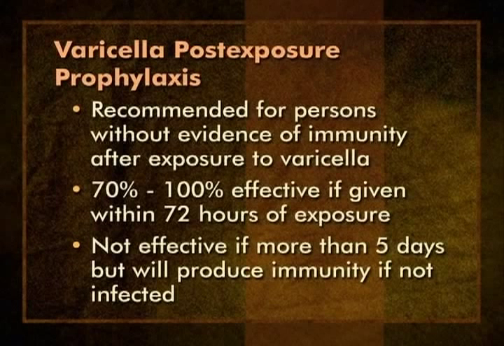It is preferable to administer varicella vaccine before a person is exposed to chickenpox, but investigations have shown that varicella vaccine is effective in preventing or modifying the severity of chickenpox if used shortly after exposure. ACIP recommends varicella vaccine for persons without evidence of immunity after exposure to varicella. The vaccine is 70 to 100% effective if given within 72 hours and possibly up to 5 days following exposure. The vaccine is not effective if given more than 5 days after exposure, but will produce immunity in the recipient if the person has not been infected with wild varicella virus. The exposure to varicella does not always result in infection. There is no evidence to indicate that administration of varicella vaccine before onset of illness increases the severity of disease or the risk of vaccine adverse reactions.